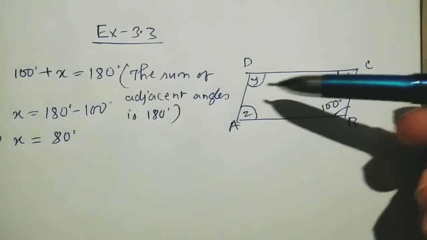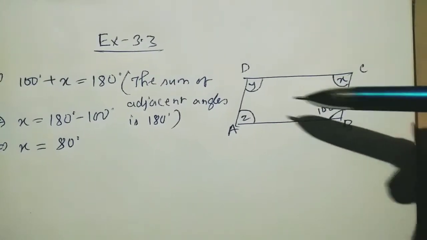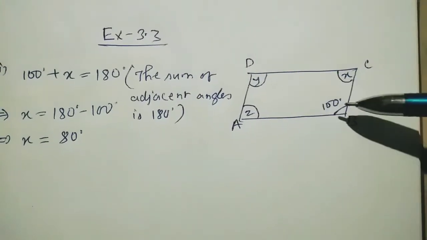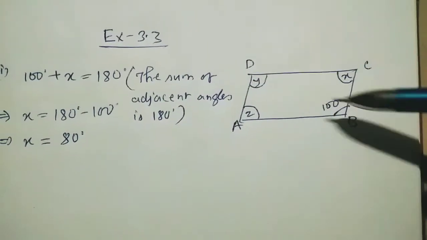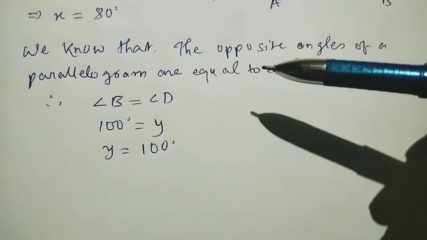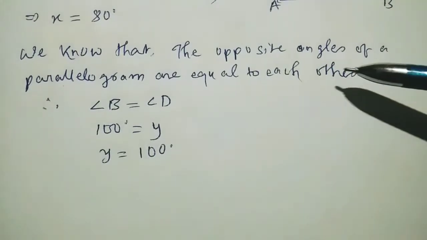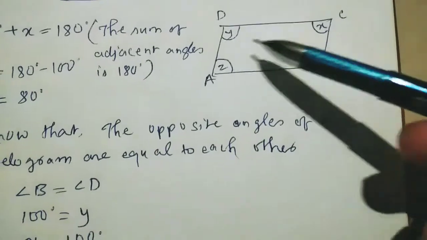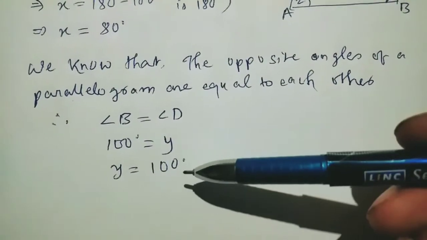Now what is the value of y? Very simple, because we know that the opposite angles of a parallelogram are equal to each other. That means angle y will be what? 100 degree, because angle B is opposite to angle D. So they are equal. Understood? Now students, you have to write the statement again, the reason again. We know that the opposite angles of a parallelogram are equal to each other. That means angle B is equal to angle D. So angle B is 100 degree, angle D is what? Y. So y equal to 100 degree.